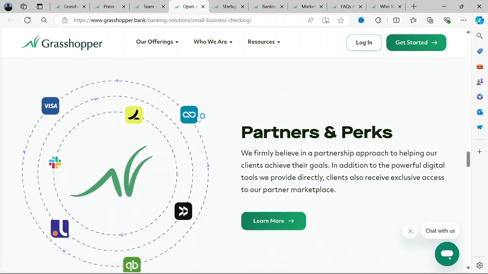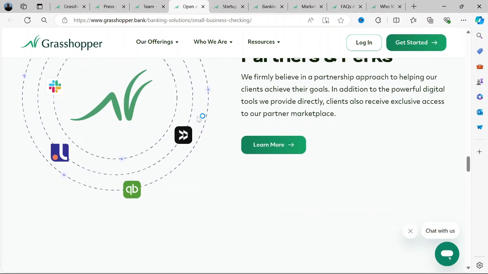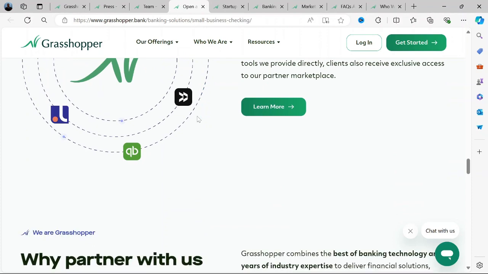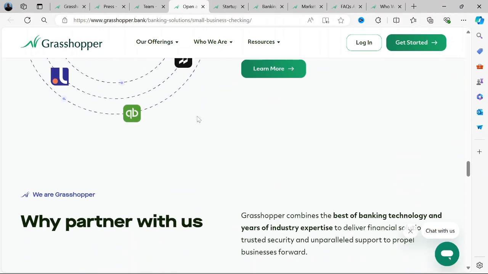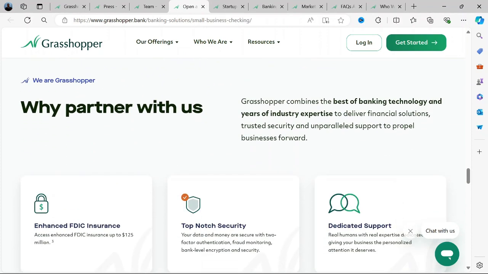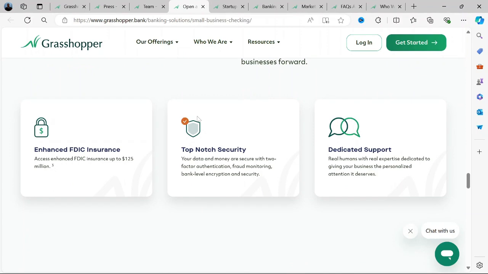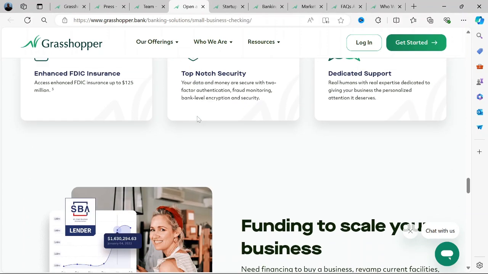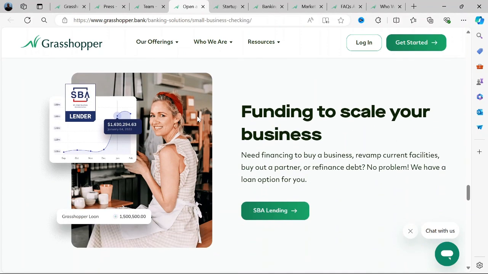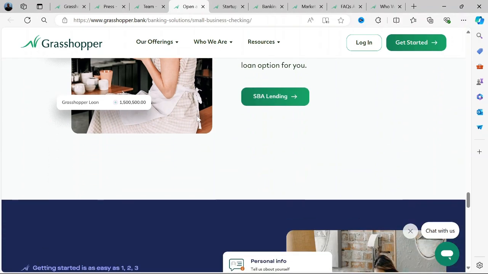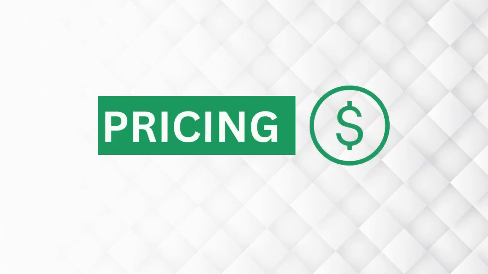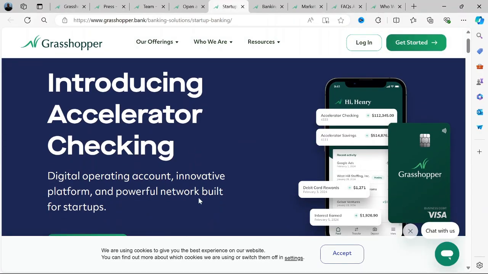Customizable financial tools. Grasshopper Bank offers a suite of financial tools that can be customized to fit the specific needs of your business. From budgeting and expense tracking to financial reporting, these tools are designed to simplify financial management and provide actionable insights. Now let's talk about the pricing. Here's a breakdown of their service pricing.